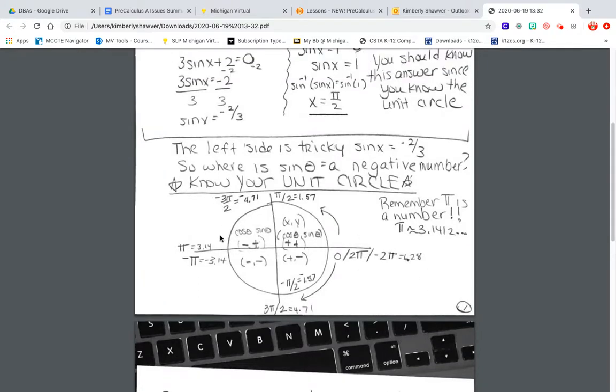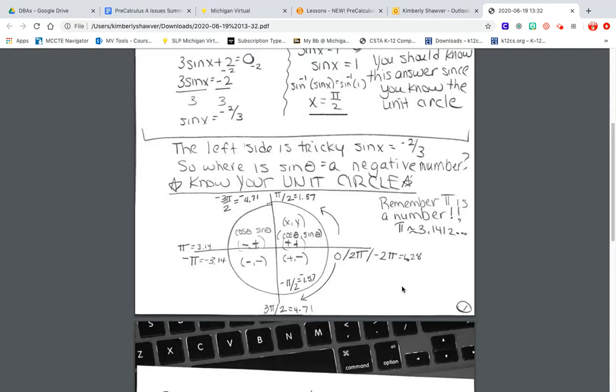So I've drawn out the unit circle. The first thing I want to do is remind you that we have quadrants 1, 2, 3, and 4. And remember, points along the circle are just xy coordinates, or cosine and sine values. So cosine and sine are positive in this quadrant, cosine's negative in this quadrant, cosine and sine are negative in this quadrant, and only sine is negative in the 4th quadrant.